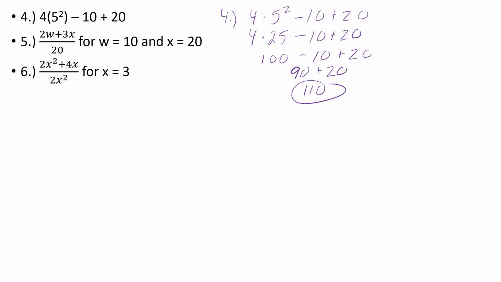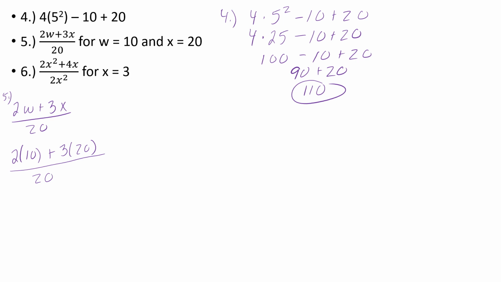Next one, we have 2w plus 3x all divided by 20. And we're going to evaluate that for w is equal to 10 and x is equal to 20. So in my next line down, I will do my substitution. So w is 10 and x is 20.